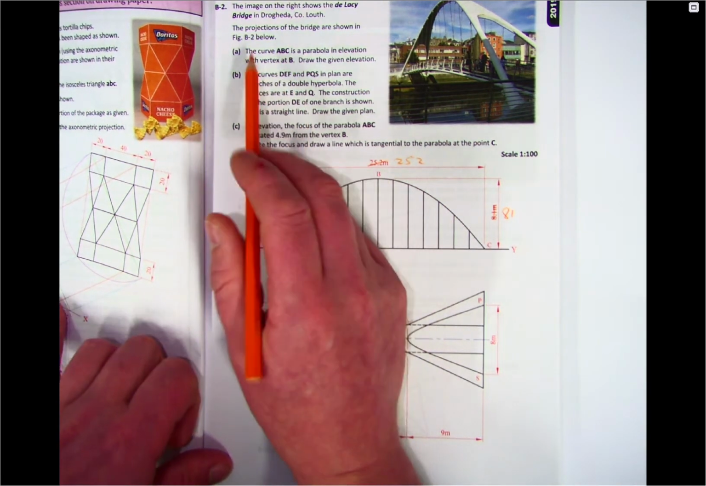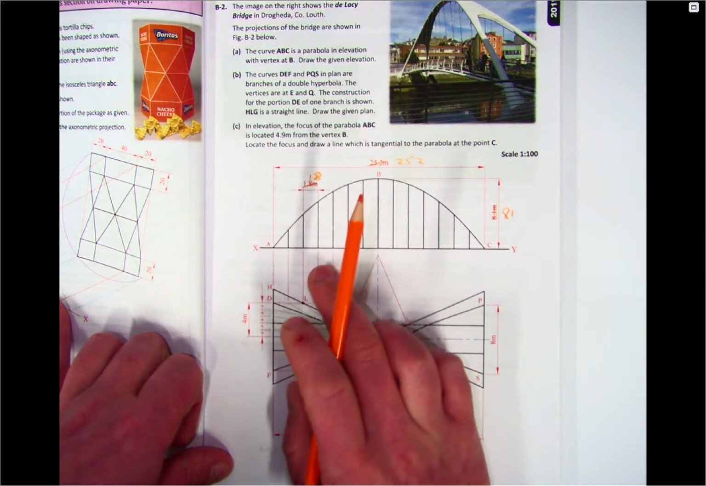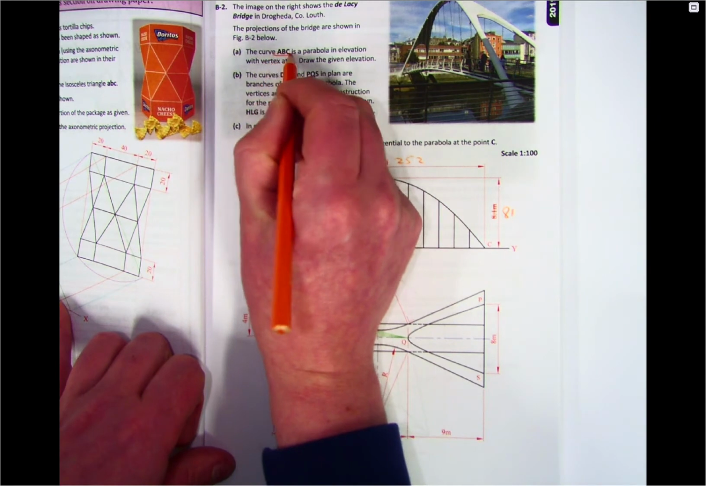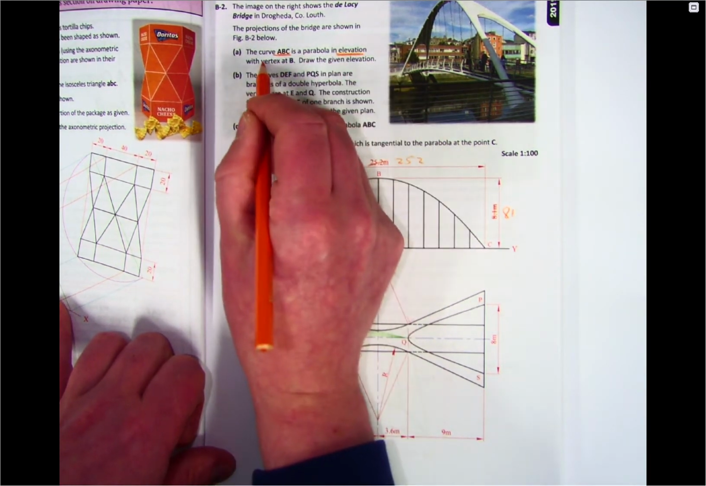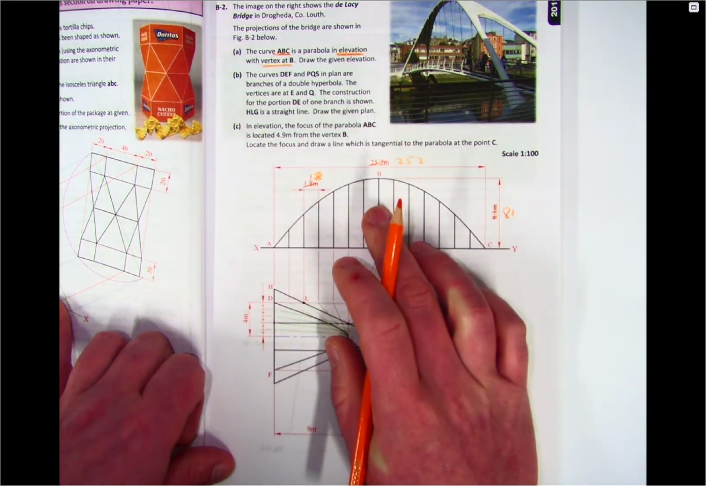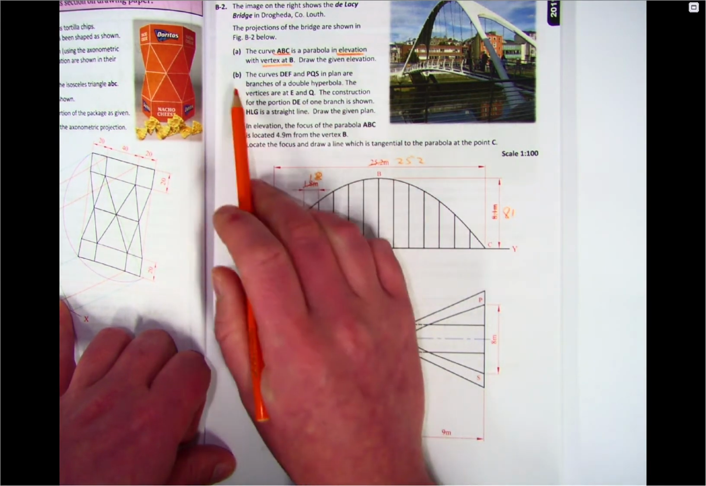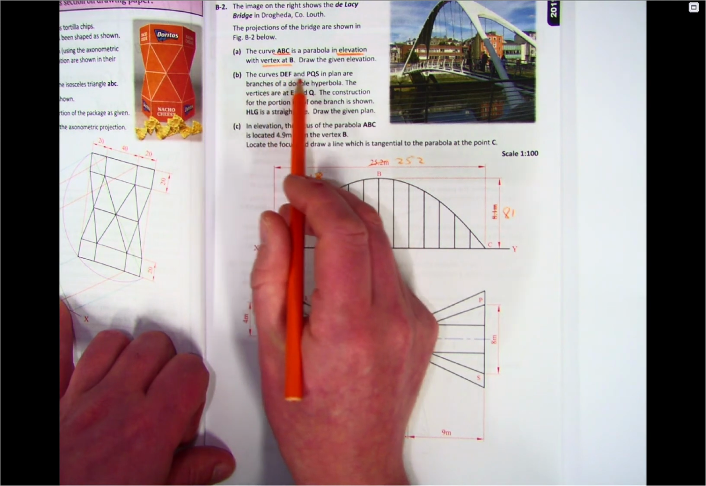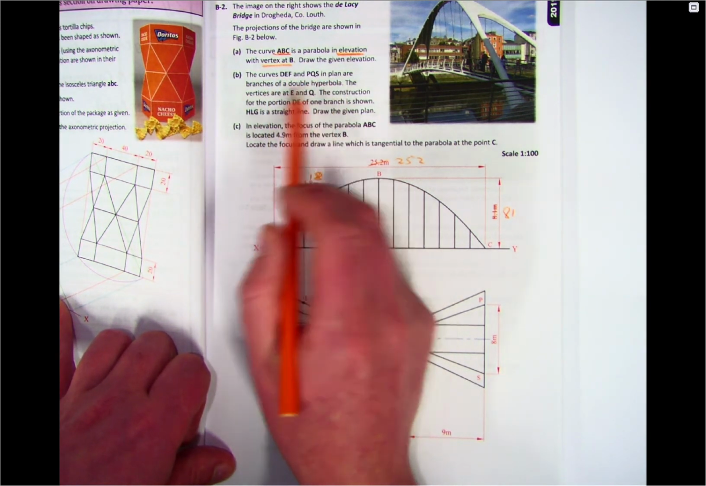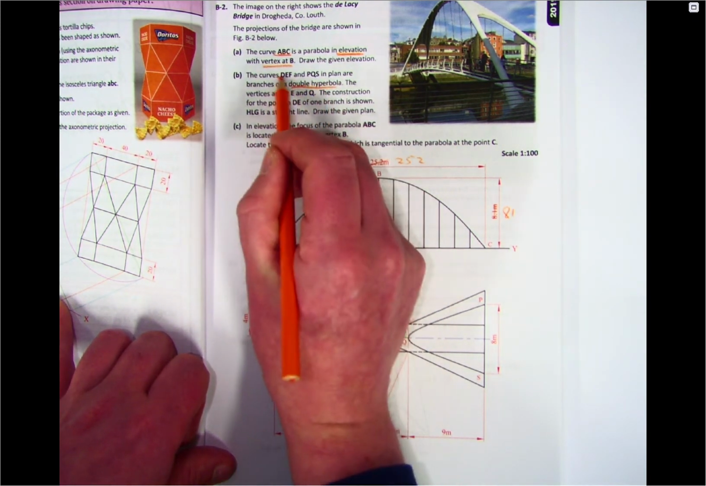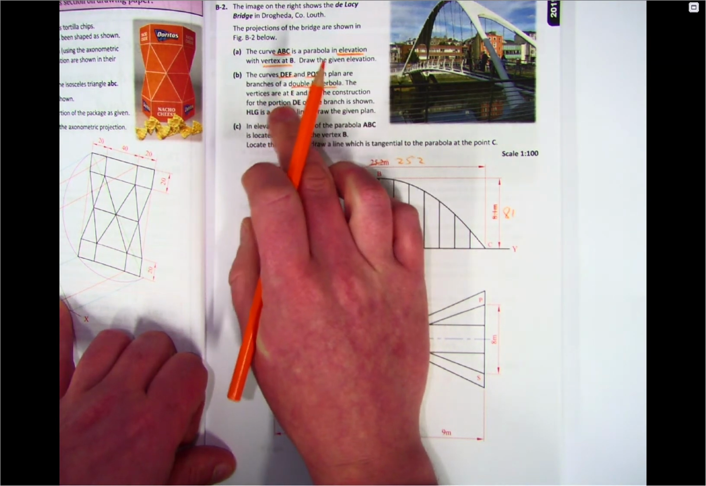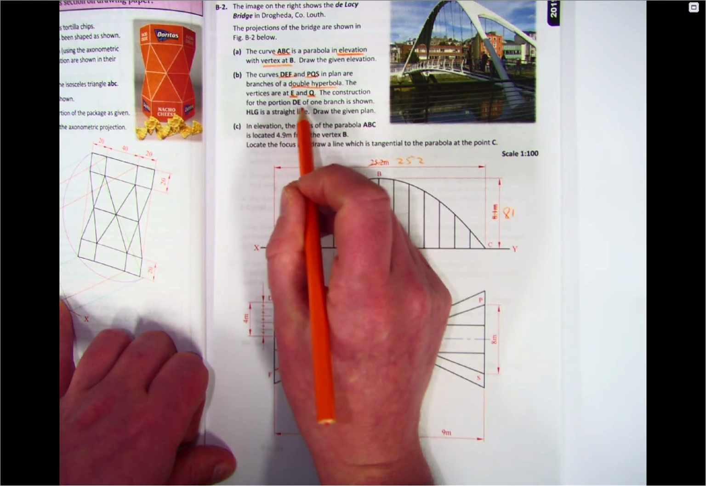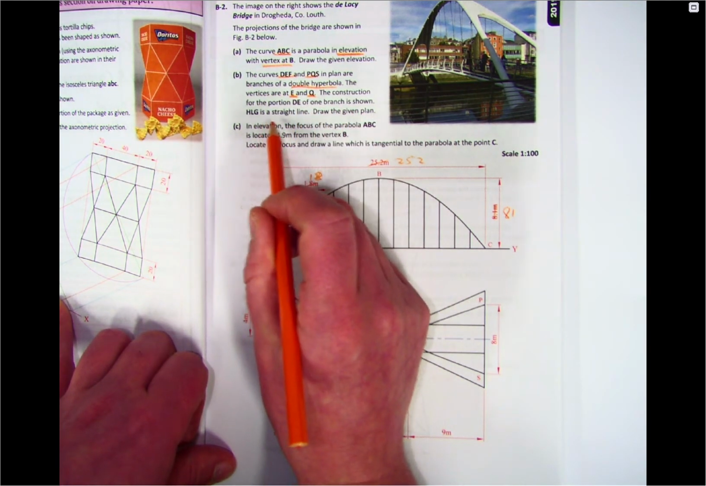So it says the curve ABC in elevation is a parabola with a vertex at B. So curve ABC in elevation is a parabola, vertex, turning point, draw the given elevation. We'll then do part B as well, but we leave part C maybe for another video. The curves DEF and PQS are the plan of a double hyperbola. Okay, a few different ways of doing a double hyperbola. The vertices are E and Q. Okay, so that's important. The construction of the portion of DE is shown, and HLG is a straight line.